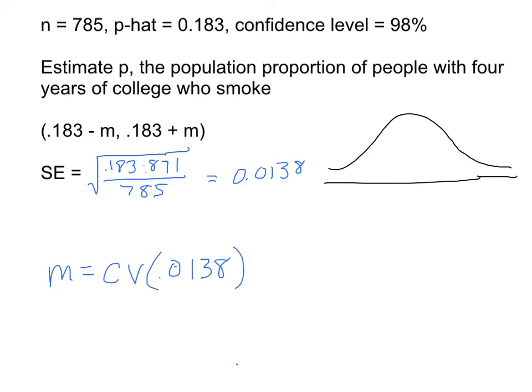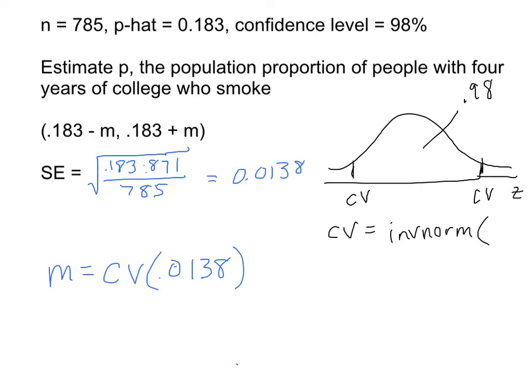and since I'm looking for a 98% confidence interval, I'm 98% confident that my sample data is coming from the middle of that bell-shaped curve. So my critical values are going to be here and here. So to find my critical value, and again, this is a Z distribution, my critical value is going to be inverse norm.